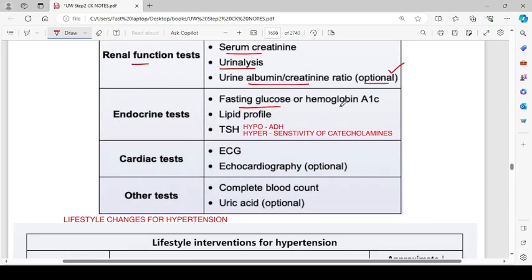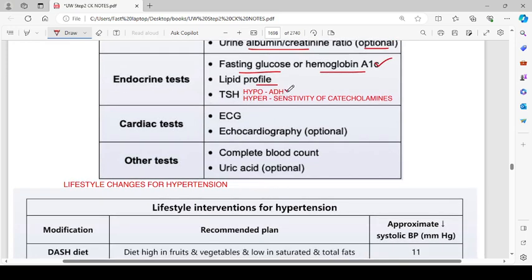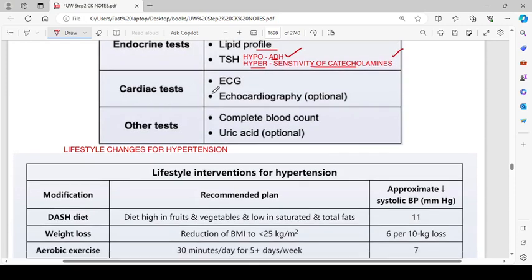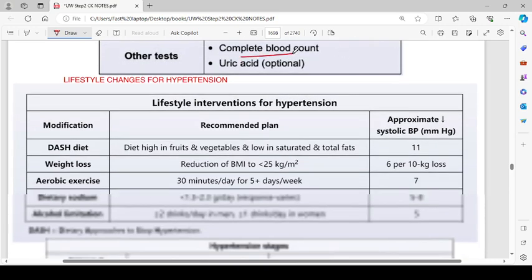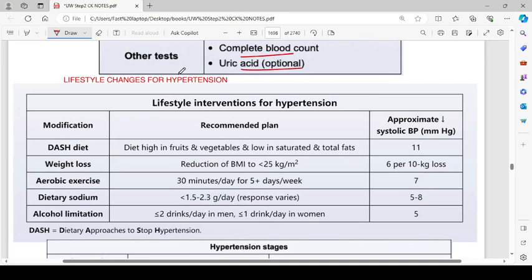Endocrine tests include fasting glucose and hemoglobin A1C, lipid profile, and TSH to check for hypothyroidism or hyperthyroidism. In hypothyroidism, it is the ADH which is causing hypertension, and in hyperthyroidism, it is the sensitivity to catecholamines which is causing hypertension. Cardiac tests include ECG and echocardiography, it is optional. Other tests include complete blood count and uric acid, that is also optional.